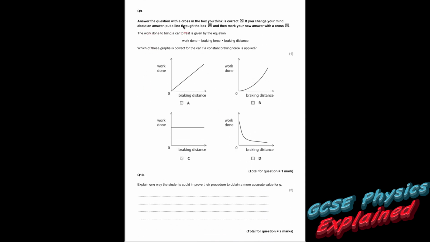Question 9. Answer the question with a cross in the box. Right, we've had that before. The work done to bring a car to rest is given by the equation work done equals braking force times braking distance. Which of these graphs is correct for the car if a constant braking force is applied? So, constant braking force. Right, let's take that equation and rearrange it to find braking force. Equals work done over braking distance.